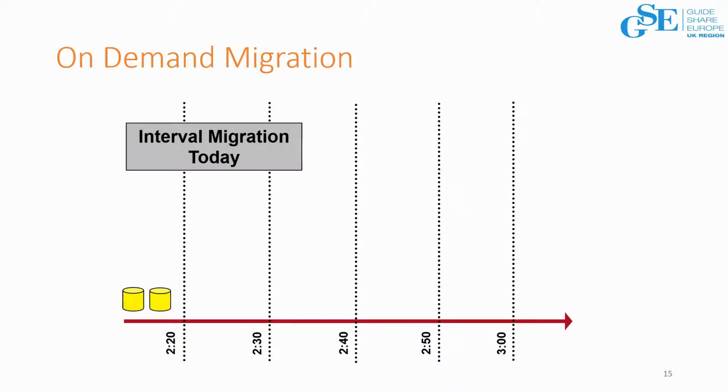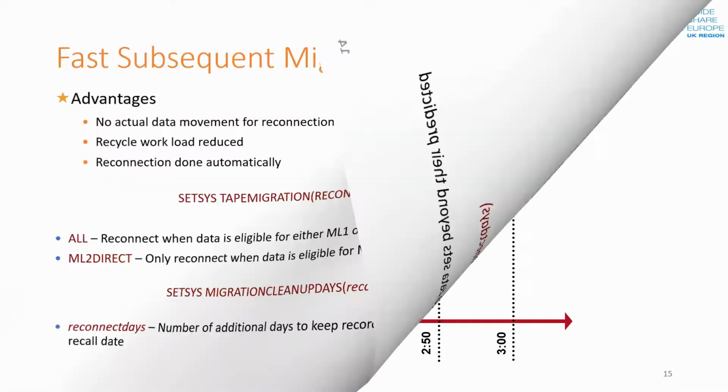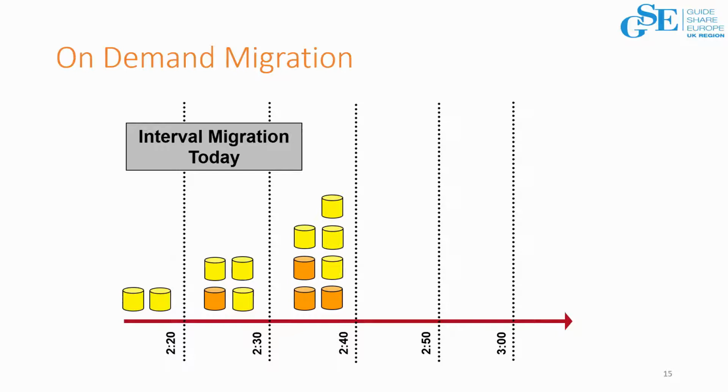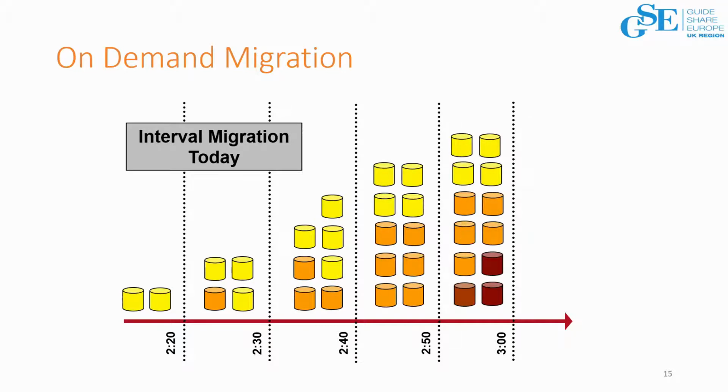So if your HSM CPU report shows a spike at the top of each hour, interval migration is the cause. And this slide shows how interval migration works. Throughout the hour, primary space management volumes are exceeding their threshold. And you can see here some of them to a significant extent. Those darker volumes are showing that they're getting close to the maximum amount of space being used.